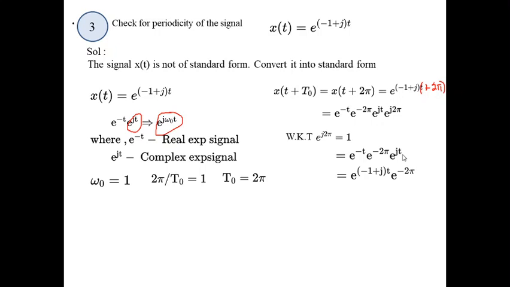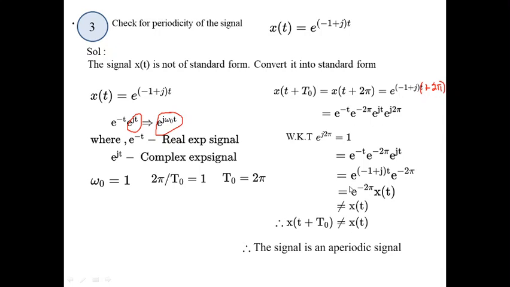You try to bring it into this form. You can see that e power minus t and e power jt you are combining and bringing in as e power minus 1 plus j into t, right? Which is your original signal x of t. But however, it is getting still multiplied by e power minus 2 pi. So you can see that x of t plus t naught is equal to x of t multiplied by e power minus 2 pi. So x of t plus t naught is not equal to x of t. Therefore, the signal is said to be an aperiodic signal.